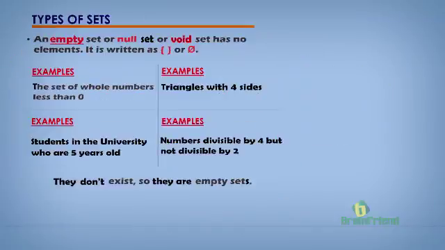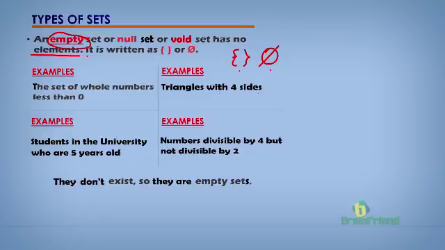Let's go on as we learn more about other types of sets. Another type of set that we have, which is a very peculiar set, is what is known as the empty set. The empty set also goes by the name null set or void set. The empty set is a set that has no elements at all within it. The empty set is written as an open and close curly bracket or 0 with a slash across it. Either of these two notations will tell us that our set is empty.